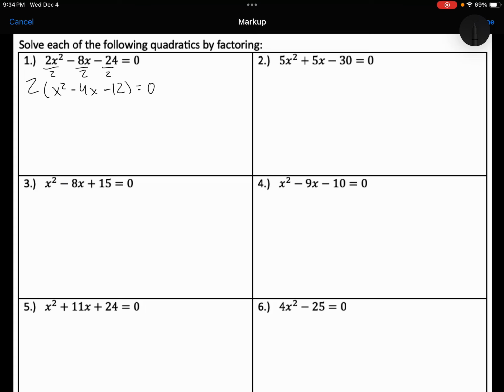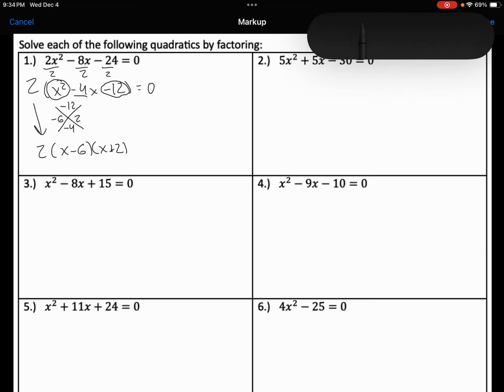factor of 2. Then from here, I can factor it using the x method, where negative 12 would go on top and negative 4 would go on bottom, because the last number goes on top, the middle number goes on bottom. When we have just x squared from what we're factoring, the numbers that multiply to negative 12 and add to negative 4 would be negative 6 and 2, which will give me that 2, my greatest common factor, plus the factors x minus 6 and x plus 2 will be equal to 0.